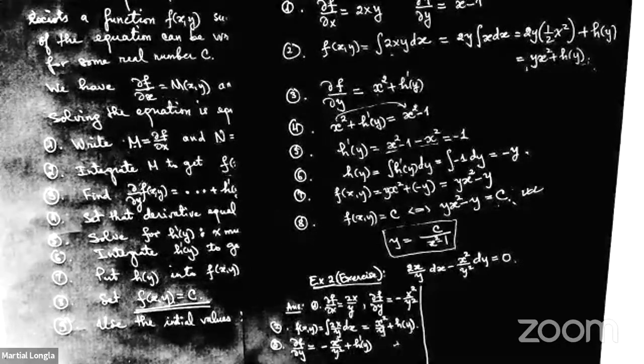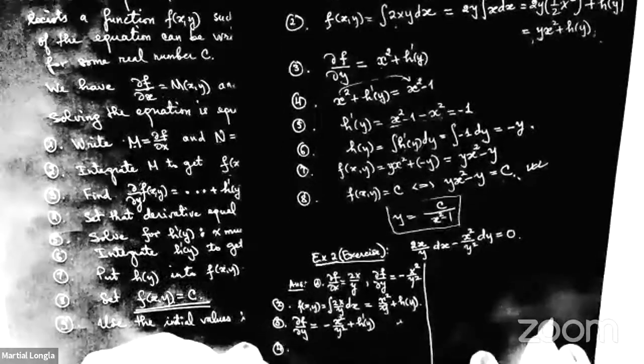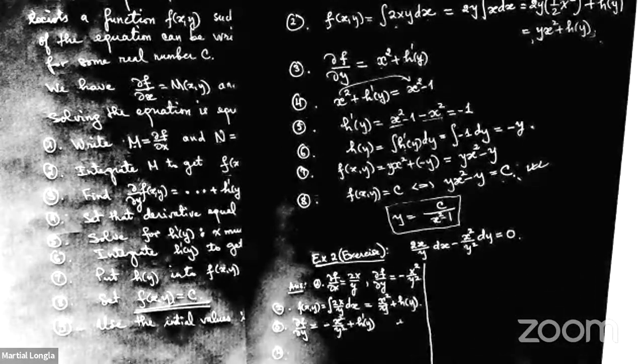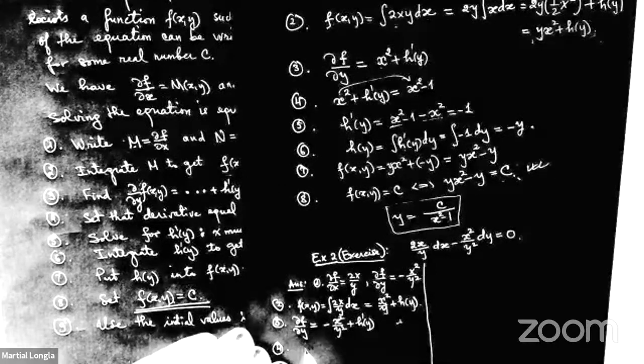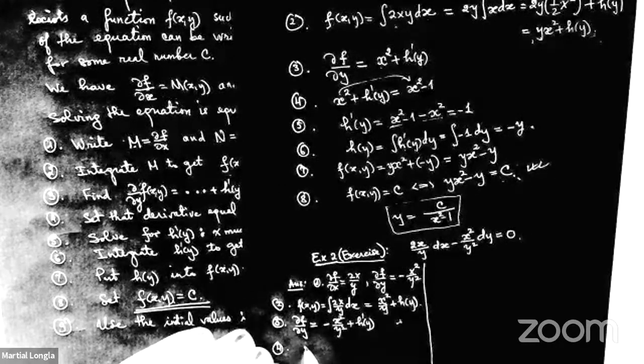And what does the fourth step say? Anyone with the correct fourth step? You set df dy equal to N of xy. So what is that? You just read me what you get there. I got negative x squared over y squared plus h prime of y. I set that equal to negative x squared over y squared. That's correct. So the most important thing in all this is to be able to know exactly what goes where. When you know that, the solution just comes, right?